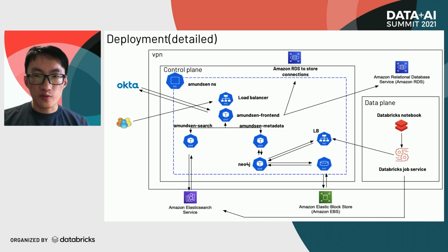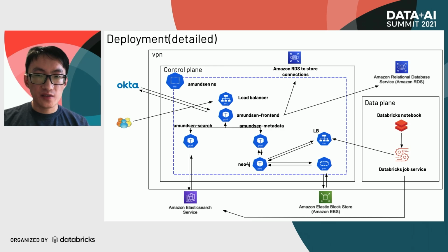Amundsen Search Service proxy leverages Elasticsearch search functionality and provides a RESTful API to serve search requests from the front-end service. Currently, both table and dashboard resources are indexed and searchable. We use AWS Elasticsearch for convenience.